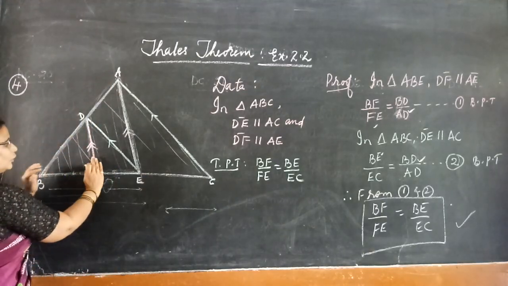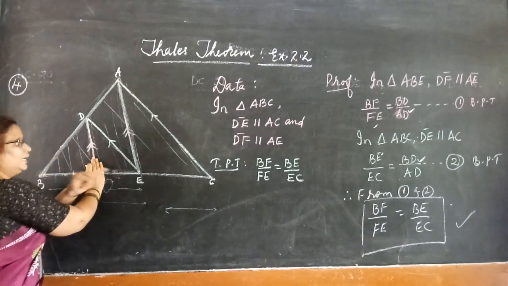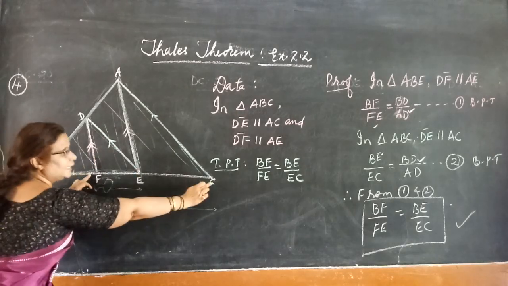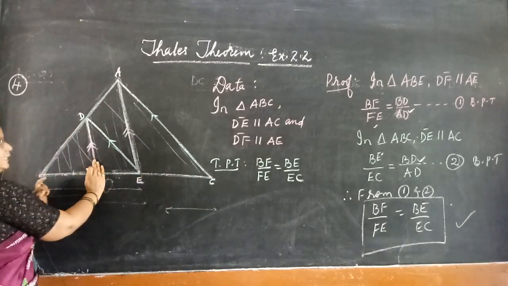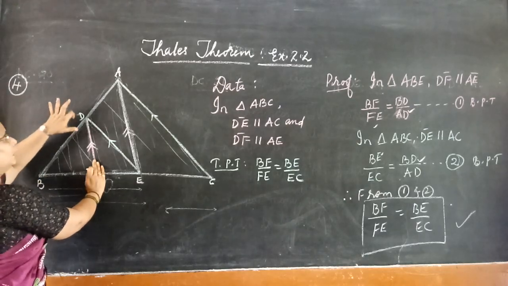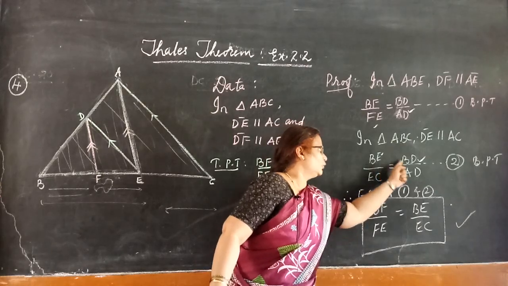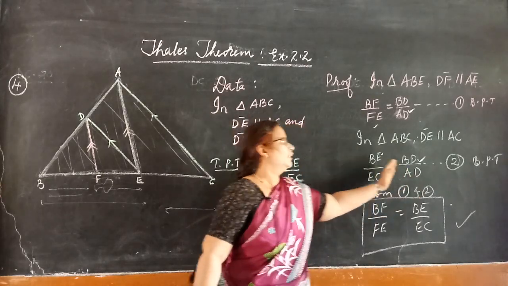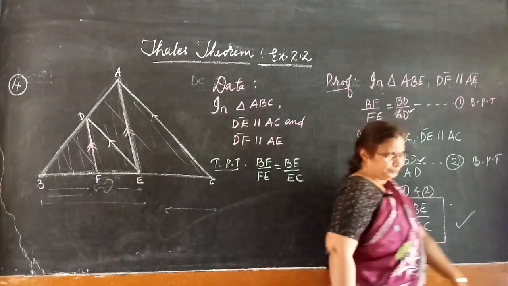How to write the ratio? You cannot consider F. We have taken ABC. BE by EC. See, BE by EC is equal to BD by AD according to basic proportionality theorem, and call this equation 2.